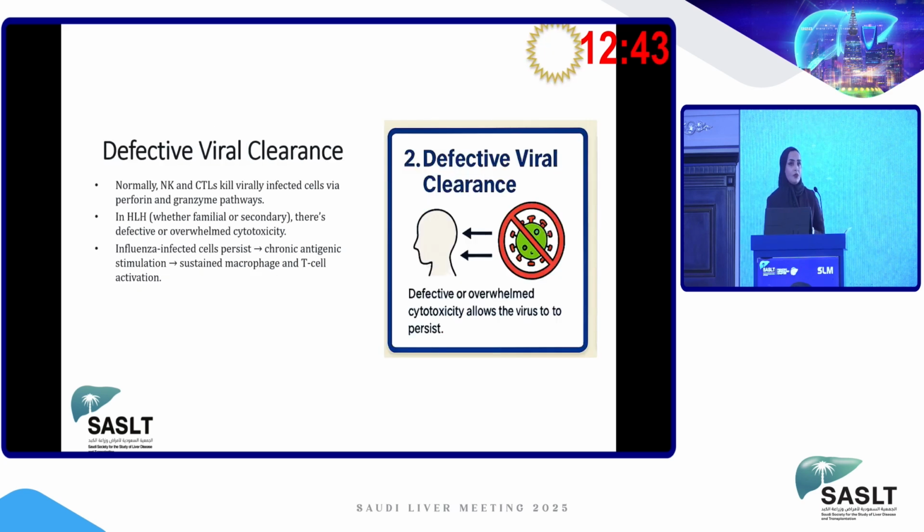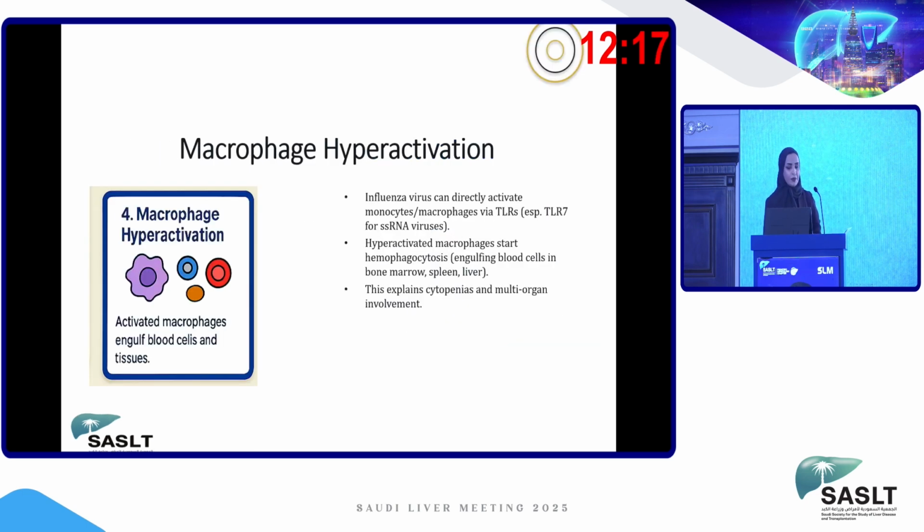The second explained mechanism is defective viral clearance. Normally, NK and cytotoxic T lymphocytes kill the virally infected cells via the perforin and granzyme pathway. In HLH, whether familial or secondary, there is a defective or overwhelmed cytotoxicity. So influenza-infected cells persist, leading to chronic antigenic stimulation and then sustained macrophage and T-cell activation.